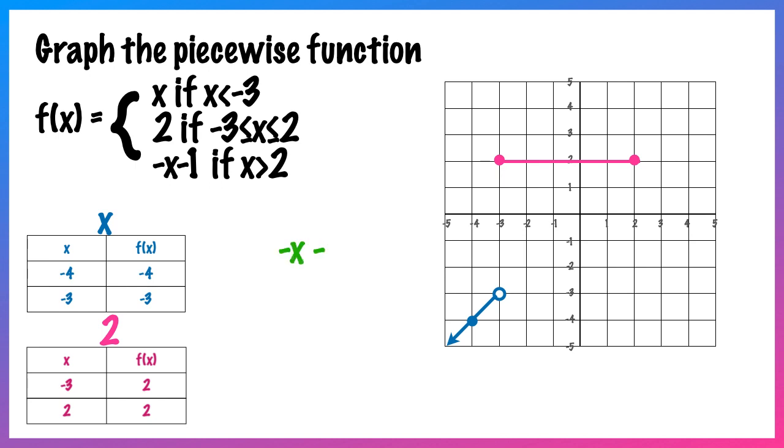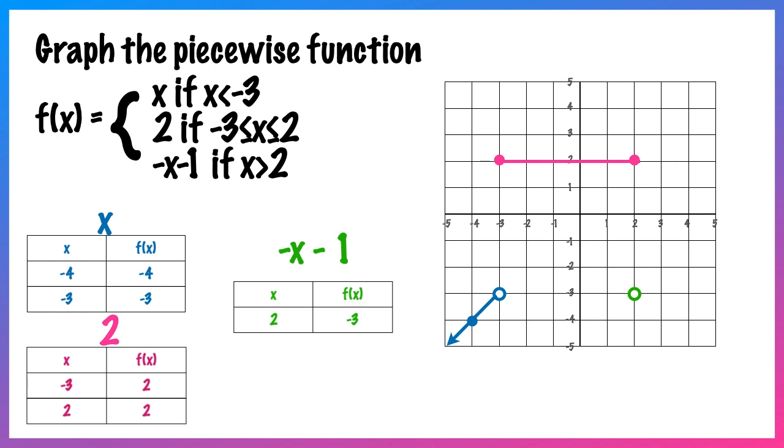Let's look at the last piece, negative x minus 1. So our first x that we're going to plug in is 2. Negative 2 minus 1 gives us negative 3. So we'll go ahead and plot that point. Notice we're using an open circle because it says x is greater than 2. So that means that point is not included. And we indicate that with the open circle.